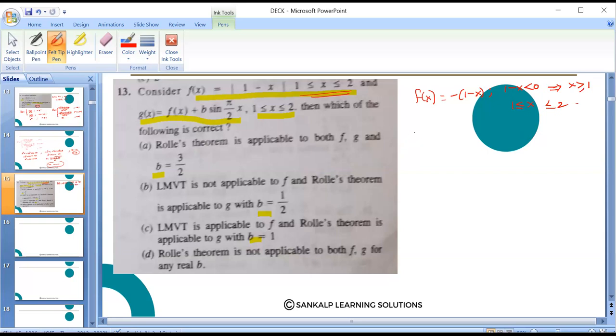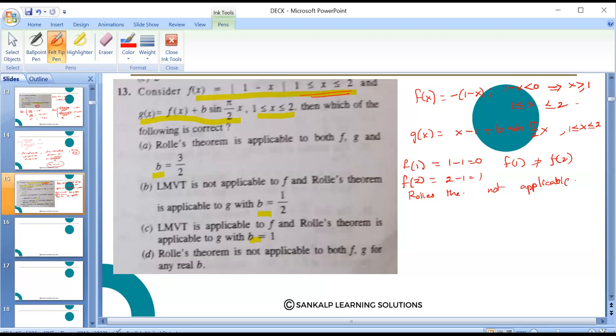And then g of x we can directly write f of x, that is x minus 1, plus b sine pi by 2x. This is also for x from 1 to 2. The interval given to us is 1 to 2. So we will find f of 1, that is 1 minus 1, which is 0. We will find f of 2: 2 minus 1, that is 1. So Rolle's theorem is not applicable, because f of 1 is not equal to f of 2. So Rolle's theorem is not applicable to f, we can cancel this.